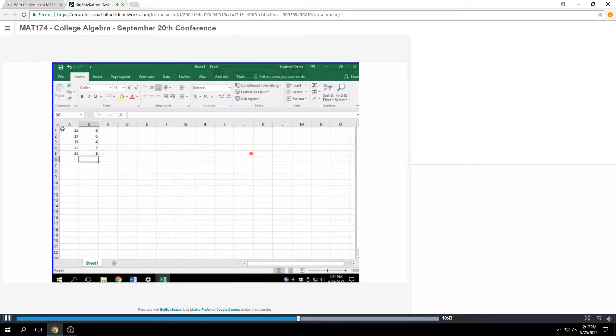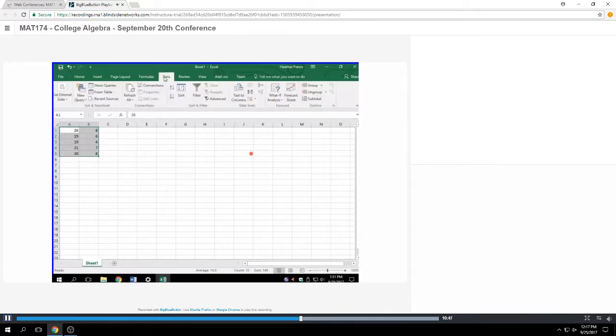Then if you want to graph this, you can go to data.